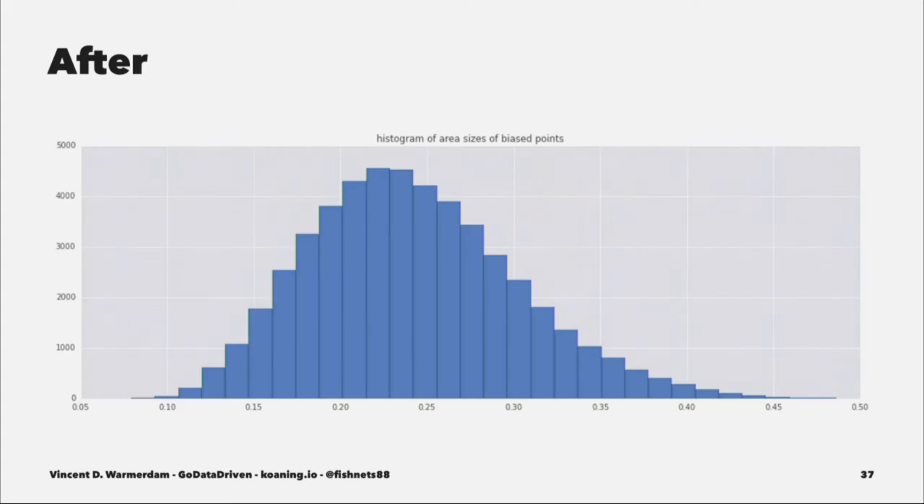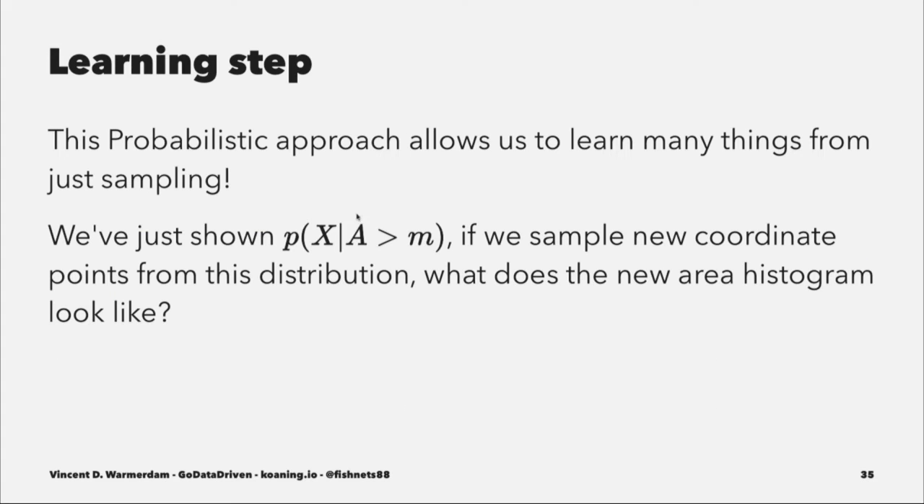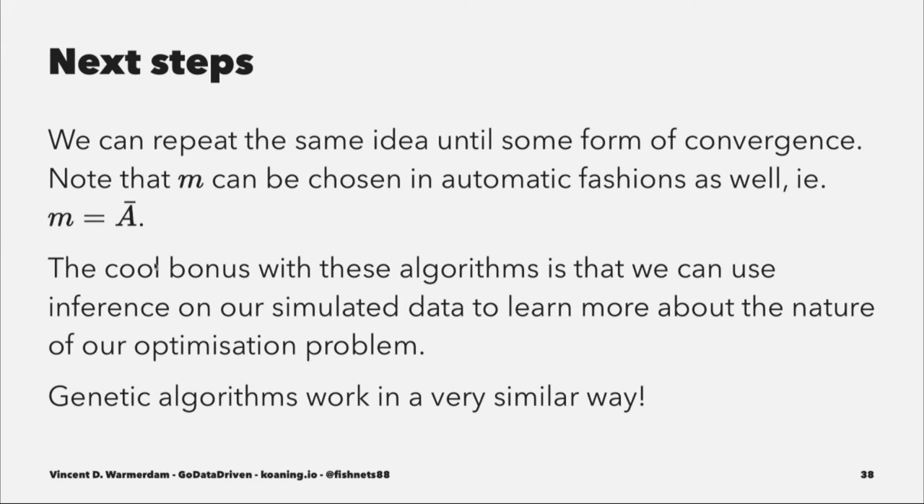Note that mathematically I've said, hey, we're going to select the areas that are larger than some m. You could take m to be the average. You could pick whatever other metric. But the cool bonus is that if you do an algorithm like this, then we can use inference on our simulated data to learn more about the nature of the optimization problem. And if you're familiar with genetic algorithms, you may notice that they actually work in a quite similar fashion. Except here I'm trying to look at the distribution of the parameters, whereas a genetic algorithm would use a similar tactic to just do a proper search through the entire grid.